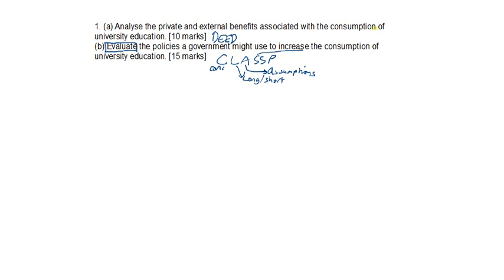S, stakeholders. So does it impact all the stakeholders in the same way? What impact is it going to have on different stakeholders? So obviously, if the government's trying to increase consumption of education, it might have a consequence for the cost for students. It might have a consequence for taxpayers, for the government, and so on. Solutions.